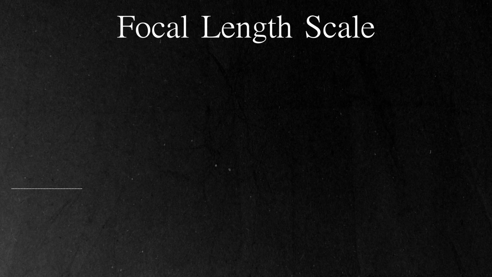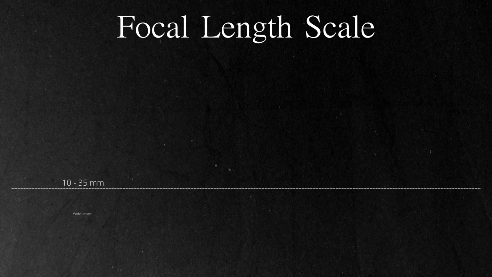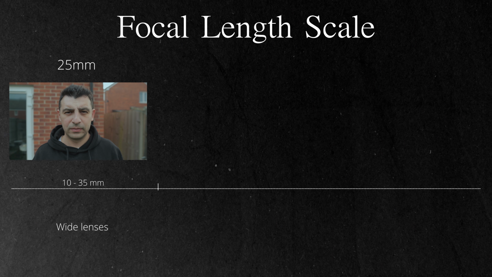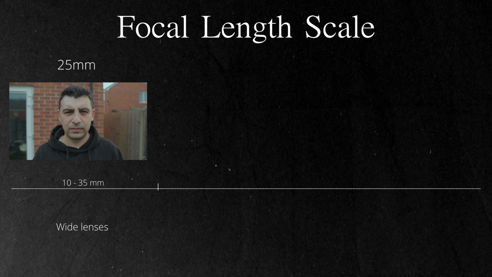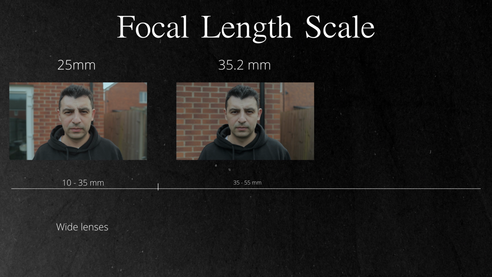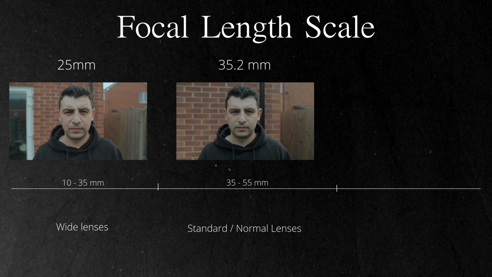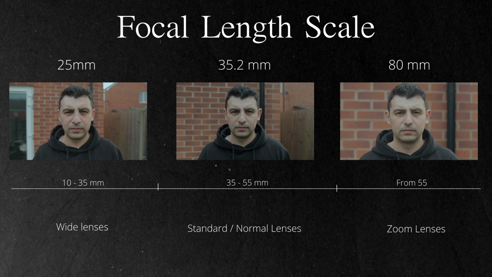On this focal length scale we have wide lenses from 10 up to 35mm, which marks the end of the wide lenses and the beginning of the standard/normal lenses. The normal lenses are from 35 up to 55 and they represent reality just like it is. And then we have from 55 onwards zoom lenses. If we take a look at what normal lenses do, it's basically capturing reality the same way as our eyes. Normal lenses are great and amazing.